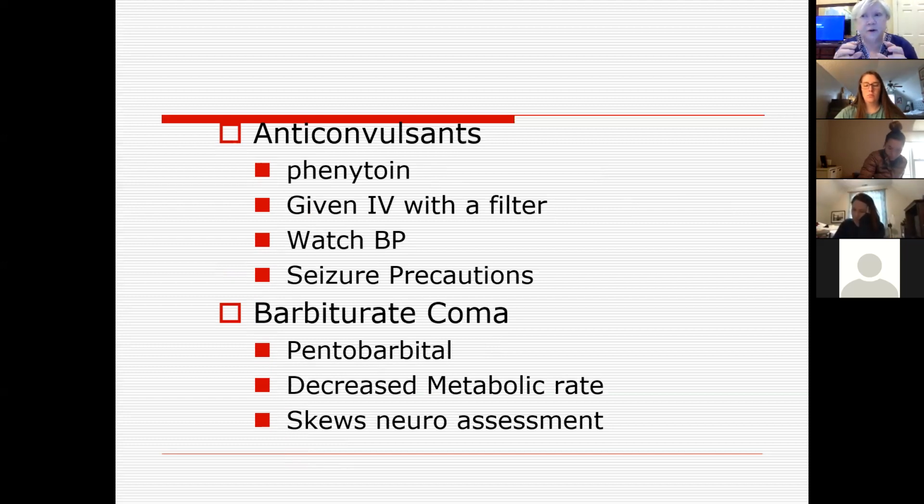This really slows down their metabolic rate, so their head isn't having those storms. Listen to me. They're neurostorms. But it does skew the neuro assessment. I won't be able to assess their neurological status. I won't see that change in the level of consciousness if I sedate the patient.